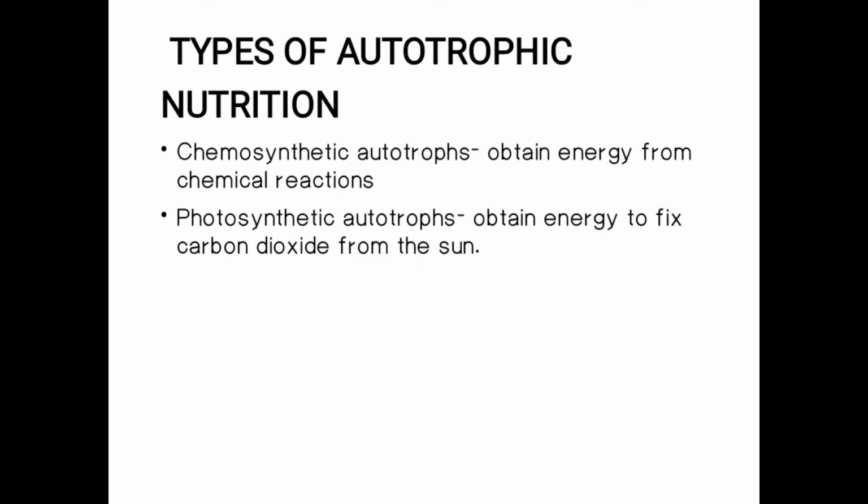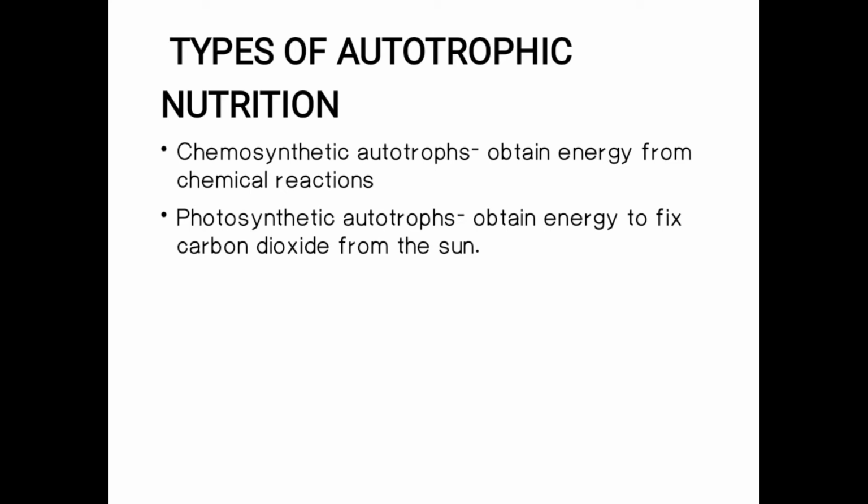Types of autotrophic nutrition. Basically, we are going to focus our discussion today on autotrophic nutrition. Autotrophic nutrition, as we have said, involves getting simple inorganic compounds and building them to make them complex. However, we have different types. We can build these complex organic compounds from the simple inorganic compounds using different approaches.